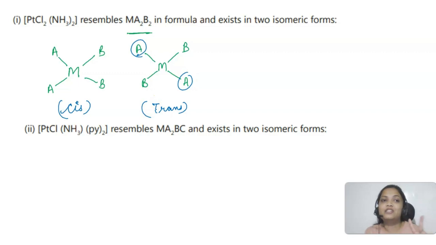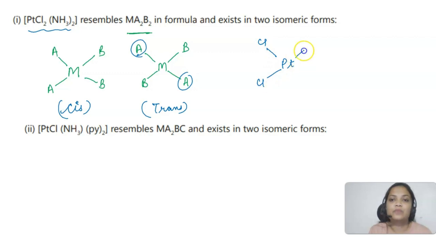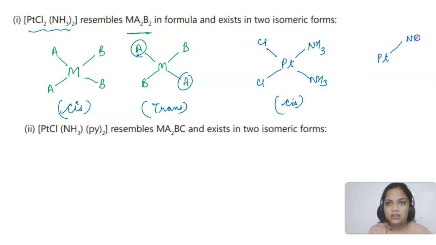So here at least two ligands were different, so we can show this isomerism. The example is Pt Cl2 (NH3)2. So you know, if two chlorines are present on the same side and two ammonia on the same side, this is the cis form, and this one is the trans form. All right, so this is how you can draw this.